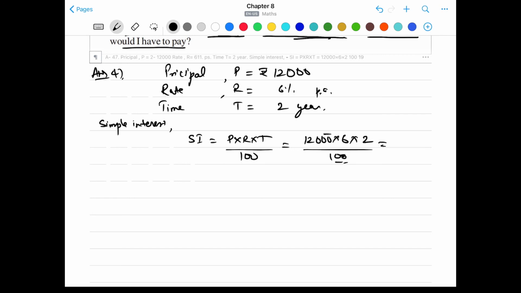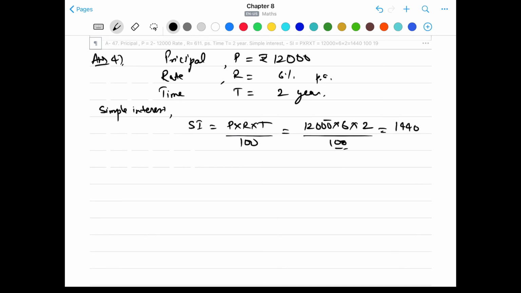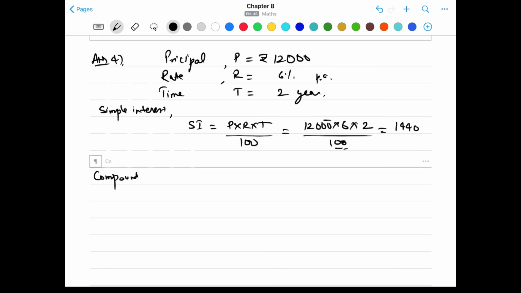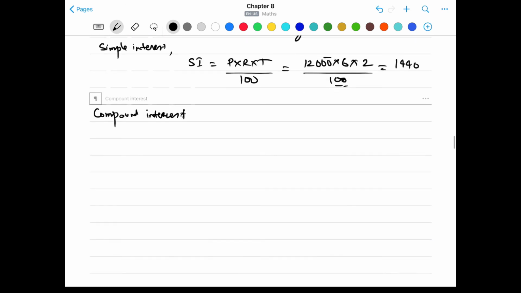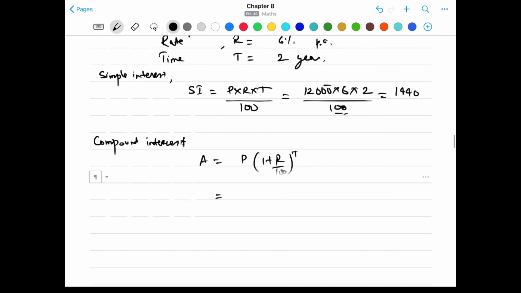So the 2 zeros here will be cancelled by the 2 zeros from here. So you will get, after multiplying, 1,440. Okay, so the interest paid by me at the simple rate of interest is 1,440 rupees. Okay, now let's calculate the compound interest. Formula for compound interest is A equals P into (1 plus R divided by 100) to the power T. Okay, so P is again 12,000 into 1 plus R is 6% divided by 100 to the power T. Time here is 2 years.